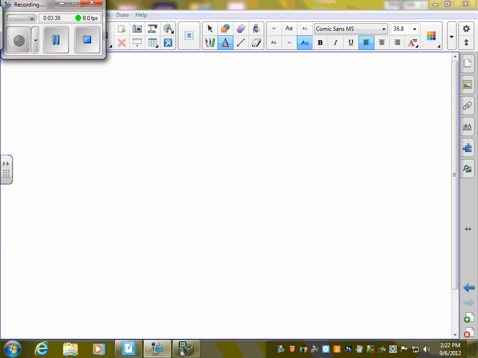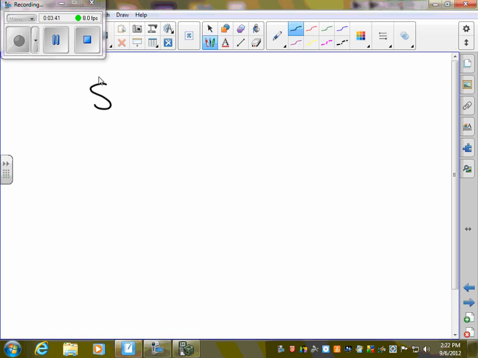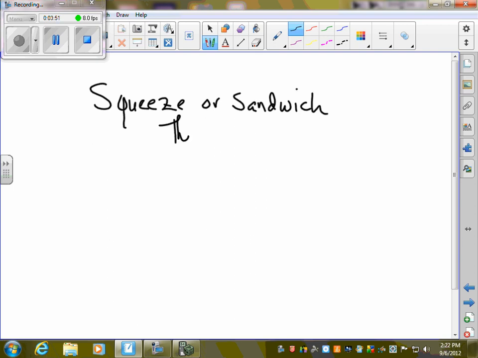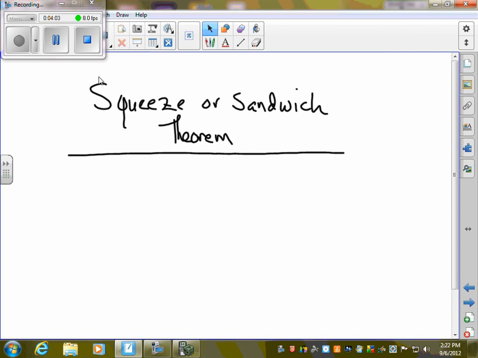We're going to wrap up our discussion with the squeeze theorem, sometimes known as the sandwich theorem. Now, I want to point out that this is actually very, very difficult to prove, so we're not going to do any proofs. I'm just going to give you a general overview of what the squeeze and the sandwich theorem says. We're definitely not going to be looking at any proofs.